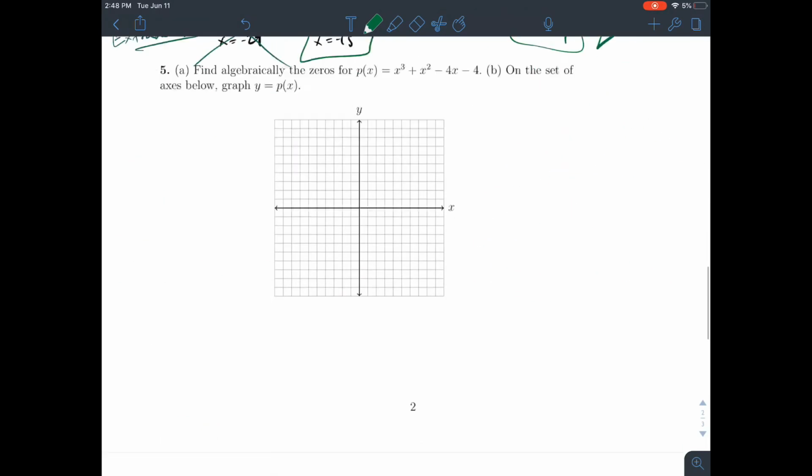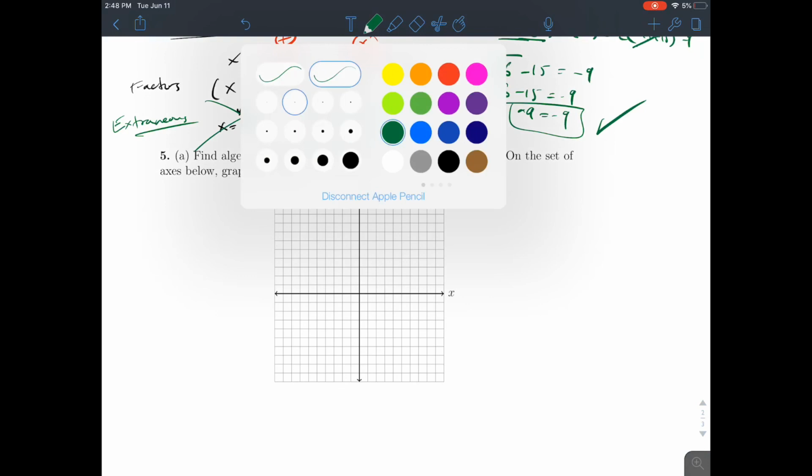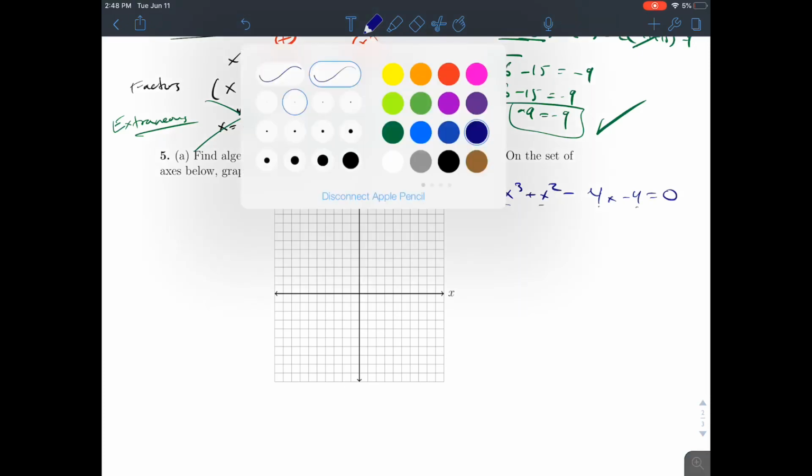One more short one to go, guys. So for problem number 5, find algebraically the zeros to this equation. So to find these, we would just factor it after setting it equal to 0 because we're looking for the zeros. Because we count 1, 2, 3, 4 terms, this is a factoring by grouping problem.